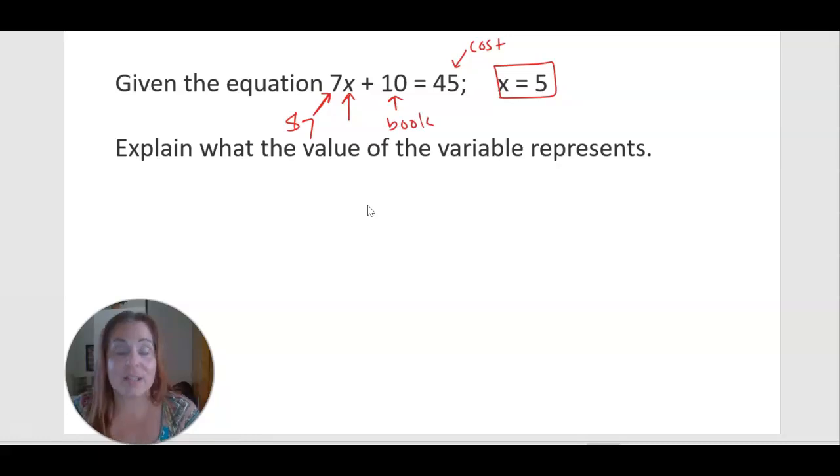On the test, you will be given a problem similar to this. It will be the last question on the test, but you will be given a different equation, right? So you're going to have to come up with your own word problem again, solve it and show all your work, and then explain what the variable represents.